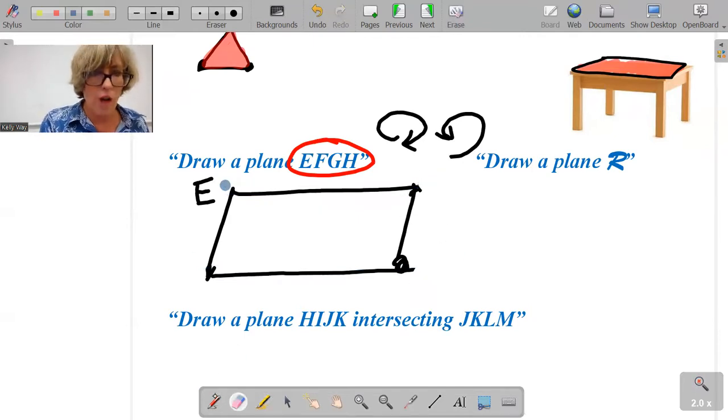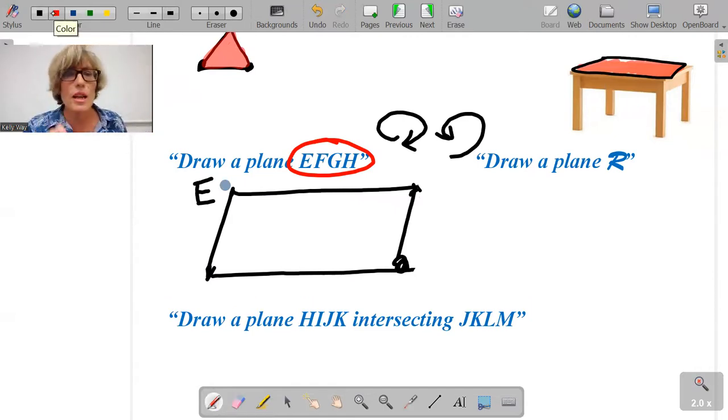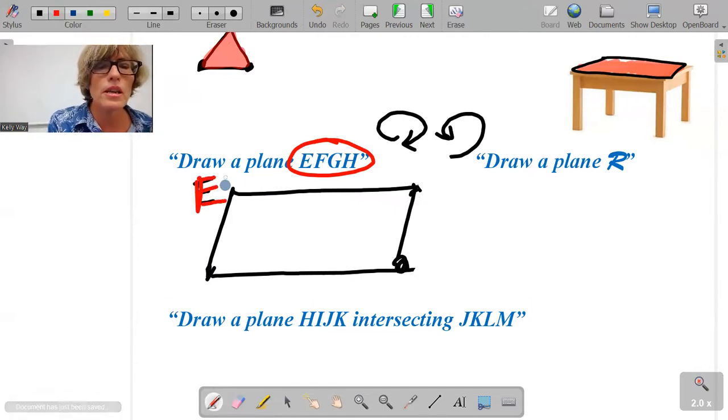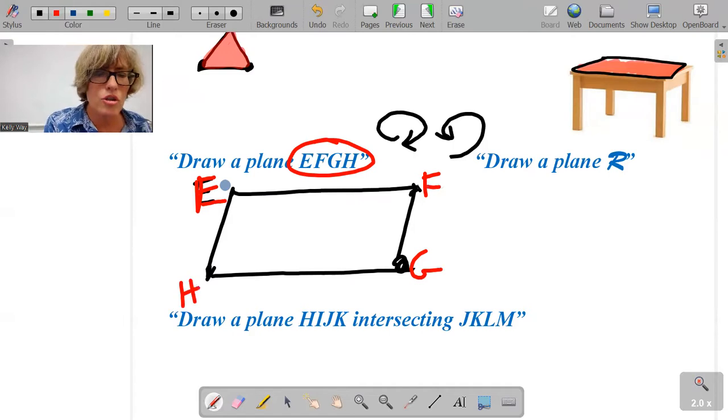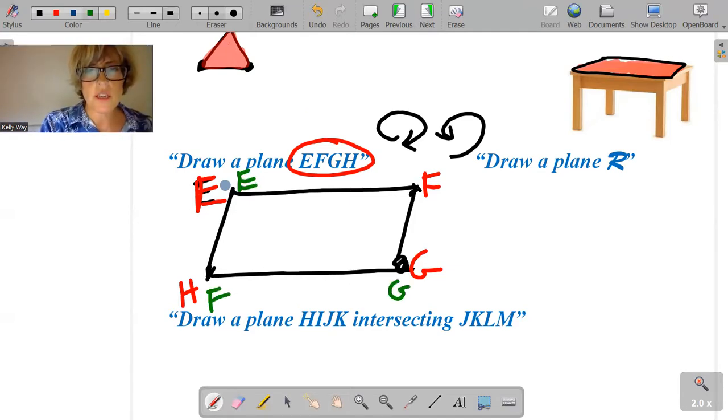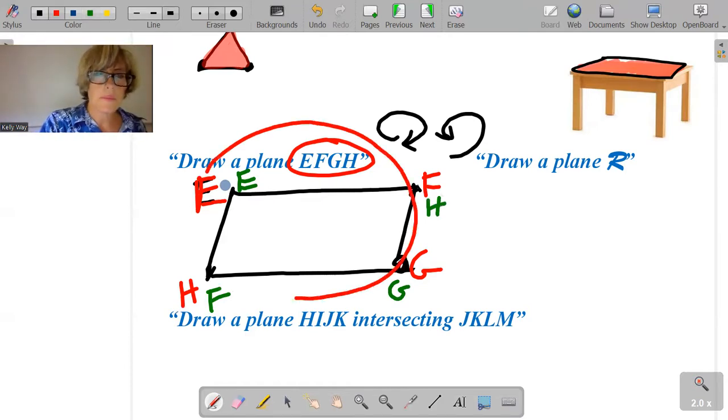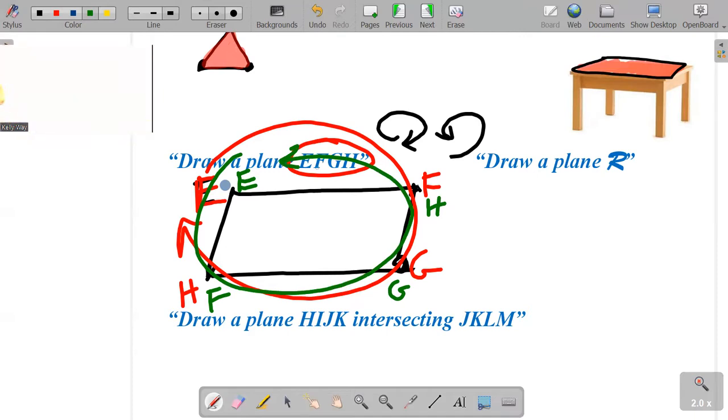Now start following me. The correct way to label this, I could label it like this: E going clockwise, F, G, H, or just add another layer here so you can see both. I could have labeled it counterclockwise, E, F, G, H, this way. Clockwise, counterclockwise. Both work. What does not work is zigzag.